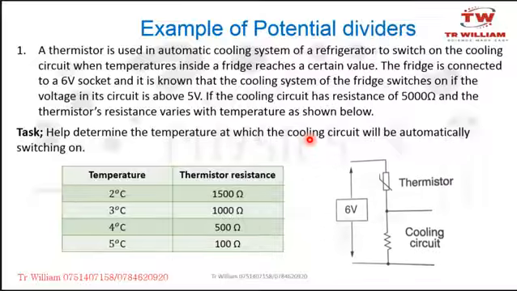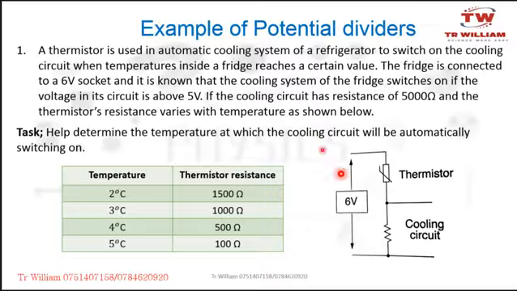If this is the circuit, for example, look at it in this way. They've said the fridge is connected to a 6-volt socket. It has a thermistor here, then the cooling circuit. Now a thermistor has its resistance, the cooling circuit also has its resistance. The cooling circuit has a resistance of 5,000 ohms. The thermistor has a resistance which depends on temperature.